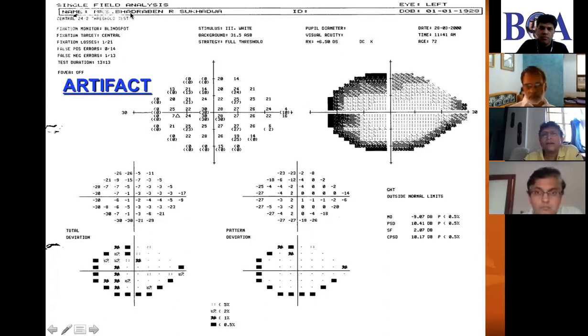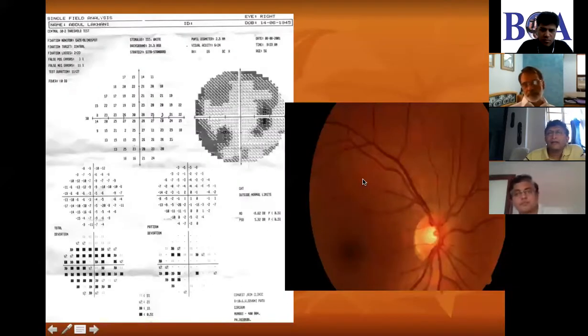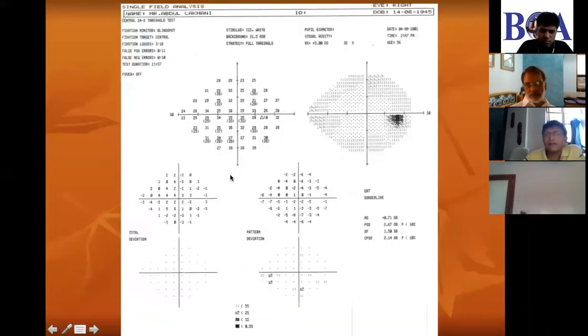So reliability is one issue, but producing artifacts can even occur in reliably done fields. And this is another example: reliability factors are good, but you see the field is totally patchy. The optic disc to match it looks very, very healthy and very unlikely to produce any defect. Seeing this disc, I wouldn't anticipate any defect. So we repeat the field and you see that these are all artifacts.